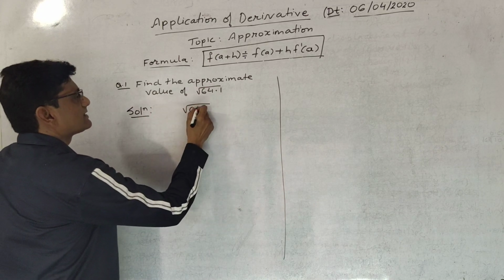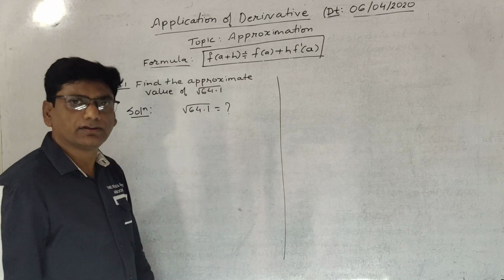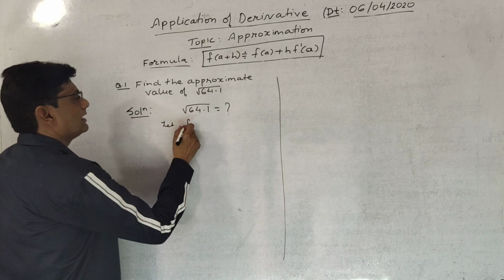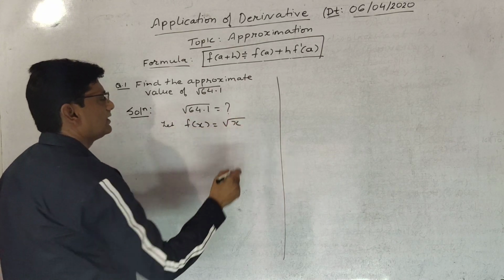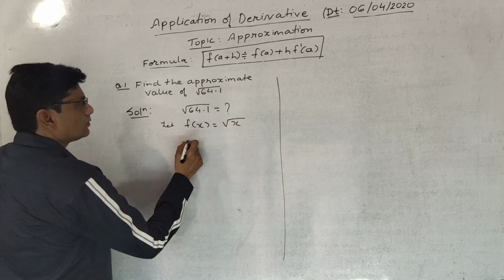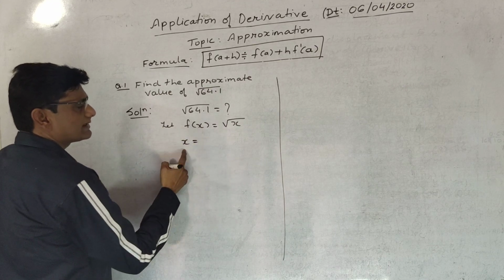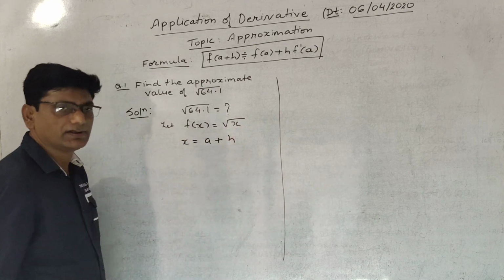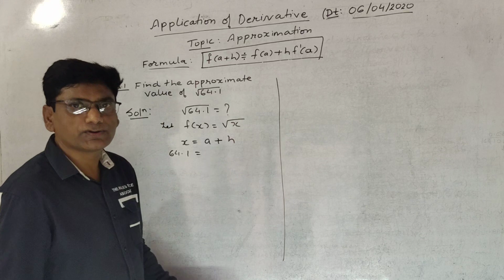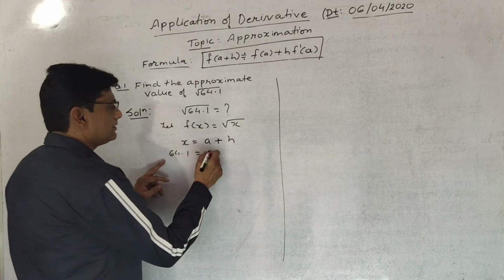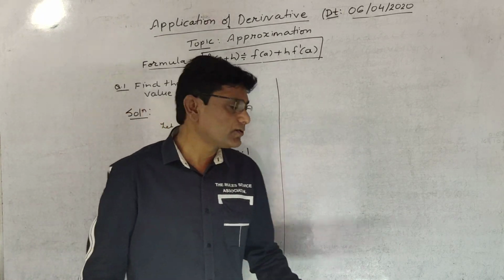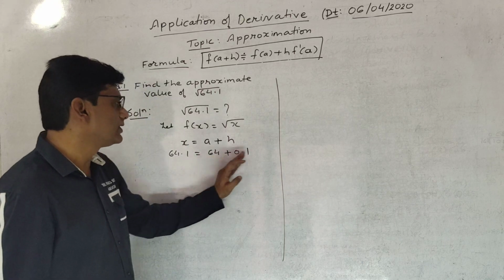We have to find this 64.1 equals to what? That we have to find. Now let f of x equals to root of x. We are taking this term 64.1 equals to x. So here we have to split this x in a form a plus h. Means we are having 64.1. How we are going to split it out? Just see. I am writing here 64 plus 0.1. You may arise the question, how I have distributed these two terms.